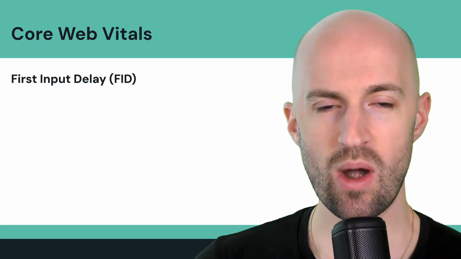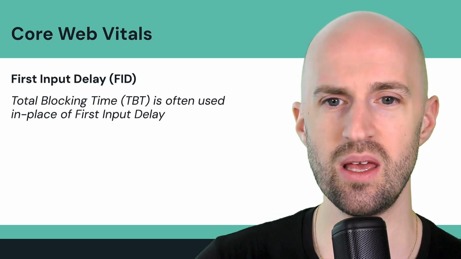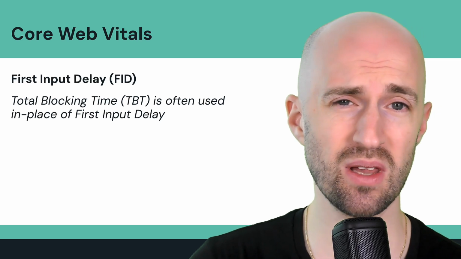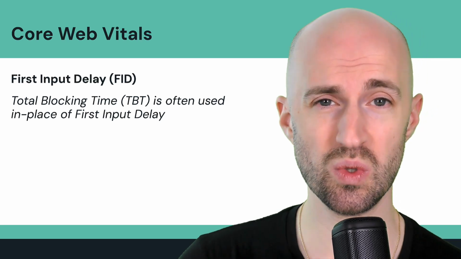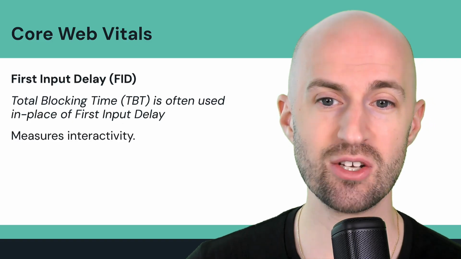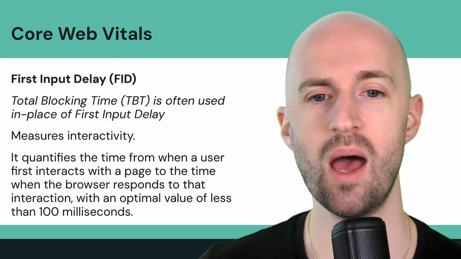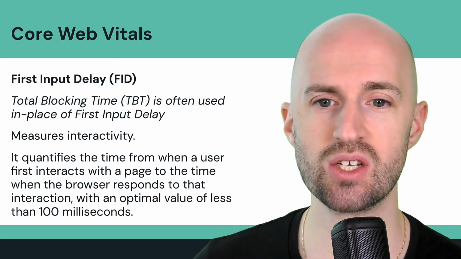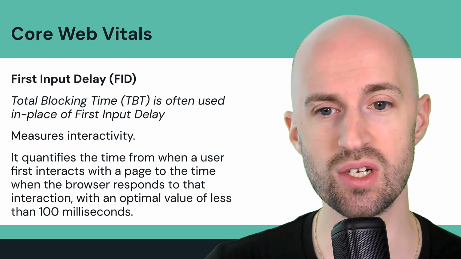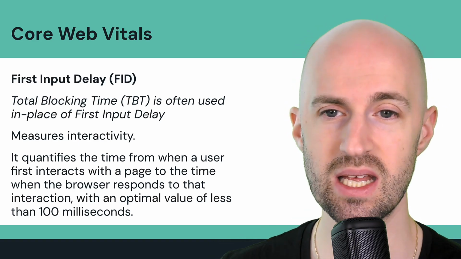First input delay, or FID. Total blocking time is often used in place of first input delay, depending on which tool or tools you're using, but it's pretty much the same thing. It measures interactivity. Basically, it quantifies the time from when a user first interacts with a page to the time when the browser responds to that interaction, with an optimal value of less than 100 milliseconds.